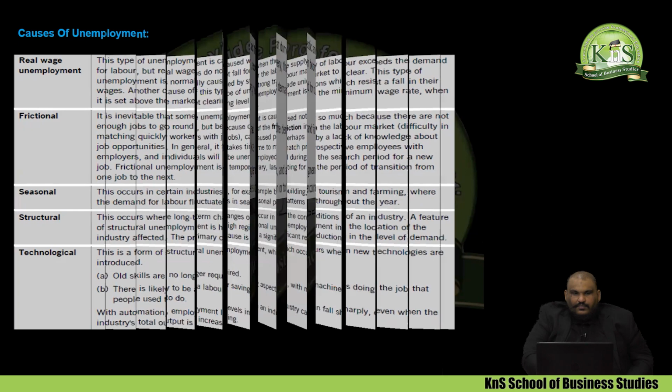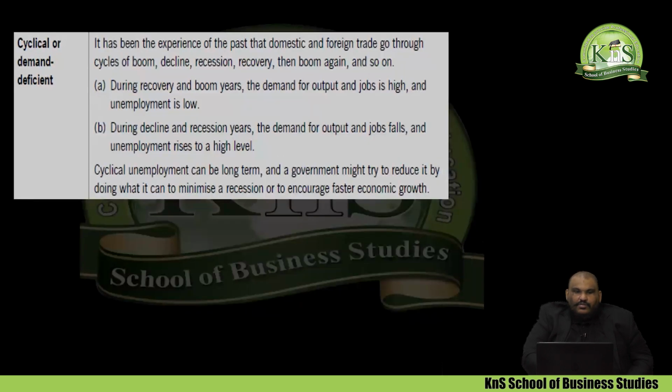Then we have cyclical or demand deficient unemployment, right? Cyclical means the business cycle. As the economy moves into a recession or a depression or a slump, all the people who are currently employed might become unemployed, right?